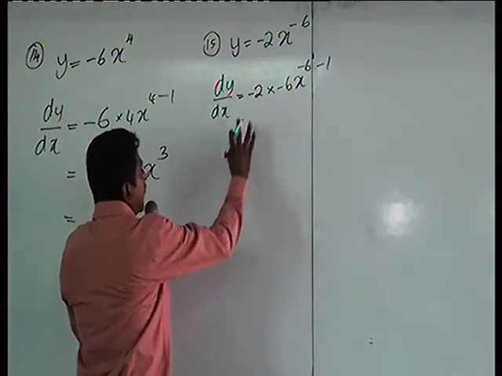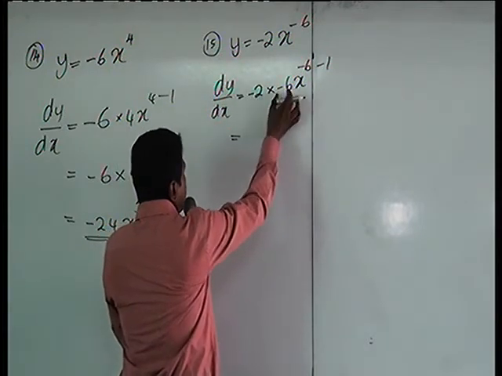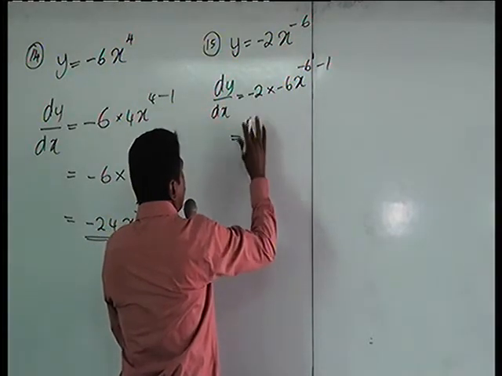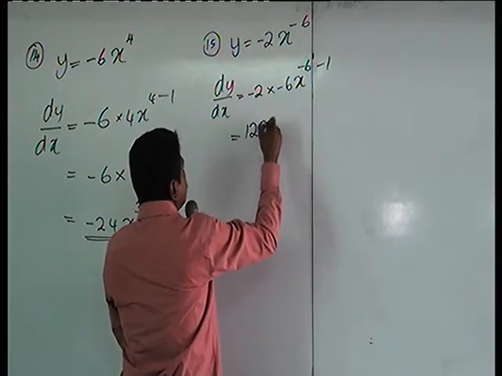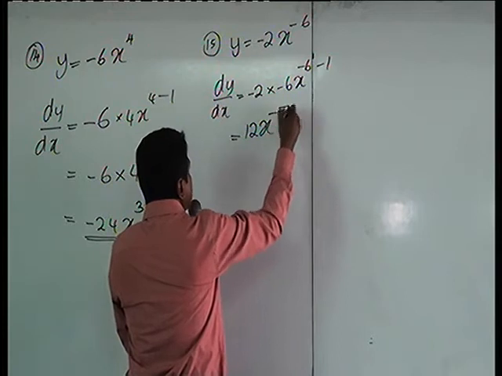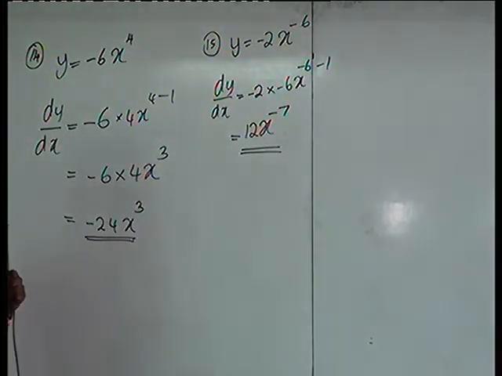So that is equal here minus 2 multiplied by minus 6. Minus minus becomes plus, so plus 12. I don't need to write plus. Minus minus becomes plus 12, x to the power minus 7. Minus 2 into minus 6 is plus 12, x to the power minus 7.